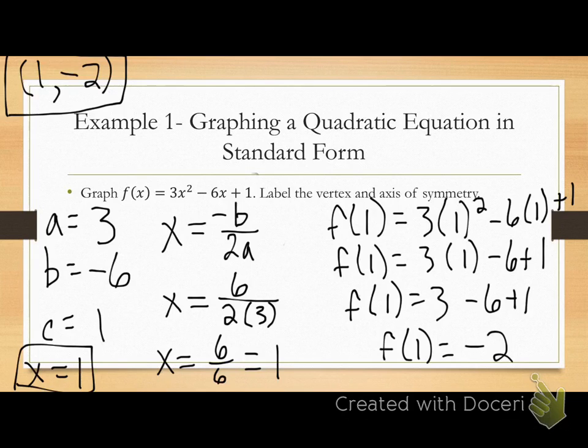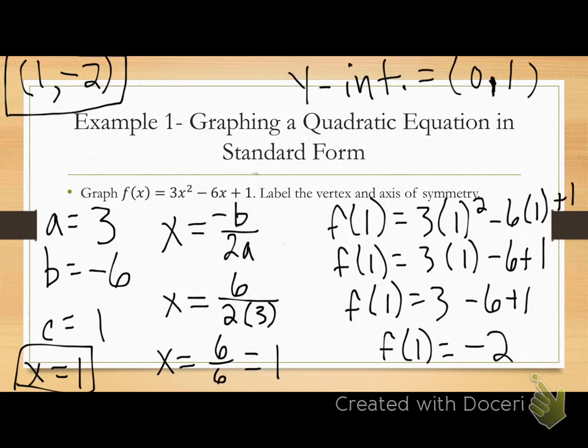What's my y-intercept? My y-intercept is the ordered pair 0, comma, c. And we said our c value was 1, so it's just 0, comma, 1. Any questions there? Is everyone okay with where we got all of those things? Not too bad? Now I need to graph it.